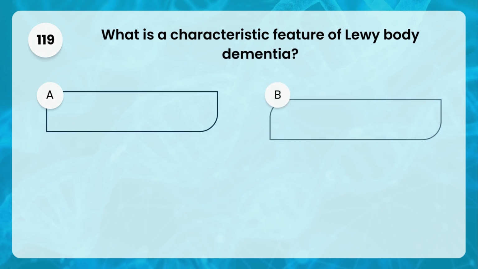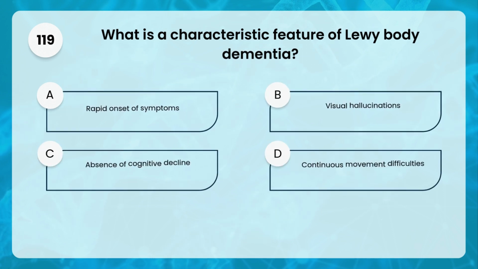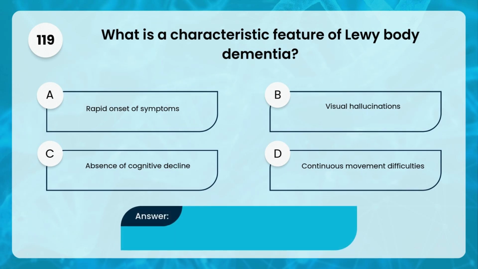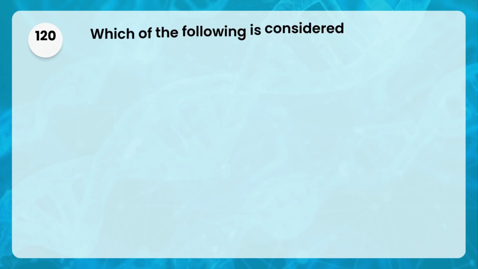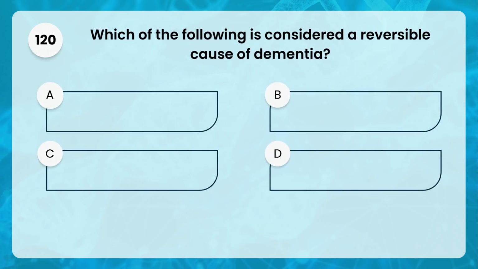Number 119. What is a characteristic feature of Lewy body dementia? A. Rapid onset of symptoms. B. Visual hallucinations. C. Absence of cognitive decline. D. Continuous movement difficulties. The answer is B. Visual hallucinations.